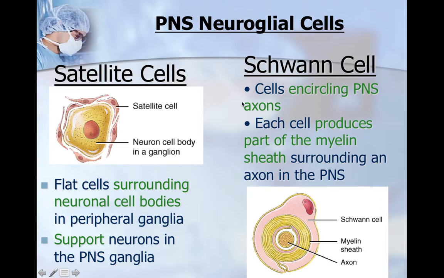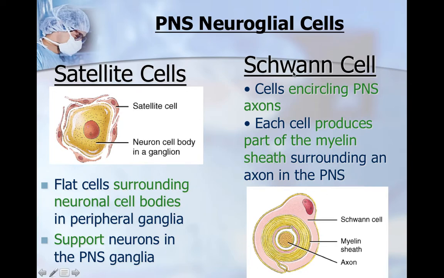Now we have two types of neuroglial cells in the peripheral nervous system. Satellite cells, which are flat cells surrounding neuronal cell bodies in the peripheral ganglia, and they also support neurons in the ganglia. So these satellite cells are going to be found in the peripheral nervous system near the ganglia. The ganglia are those big bundles of nerves that branch out from the spinal cord.